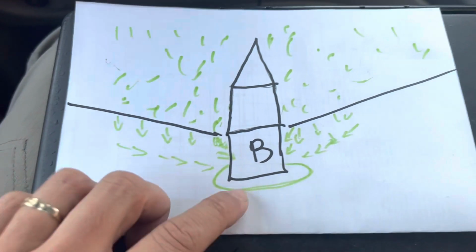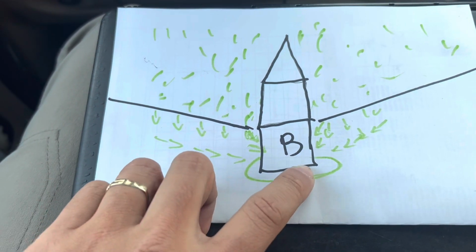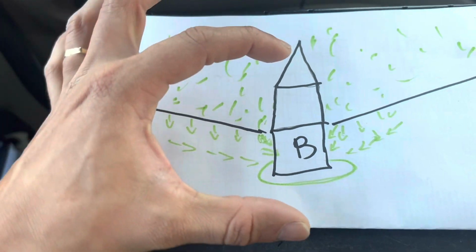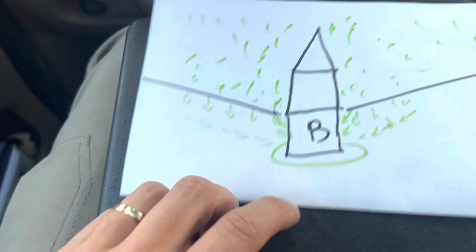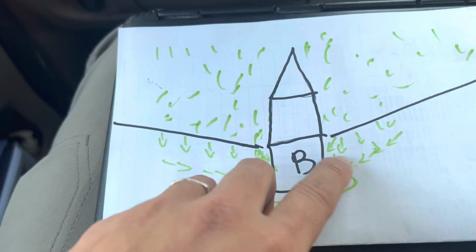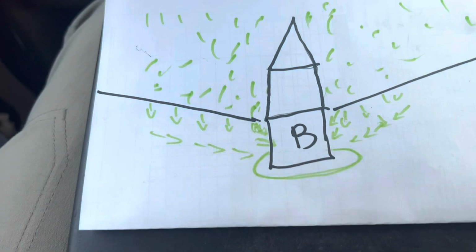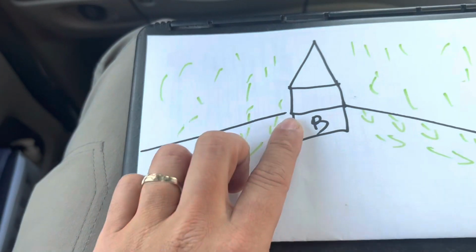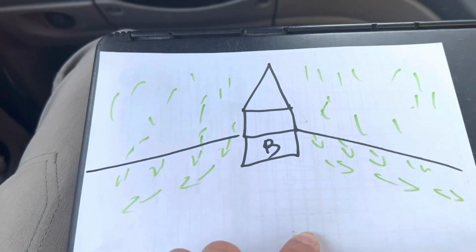Also, when this happens a lot, this is bad for the foundation, because your house can start sinking on one side because of many years of water accumulation here. So this, no good. This is what you want.